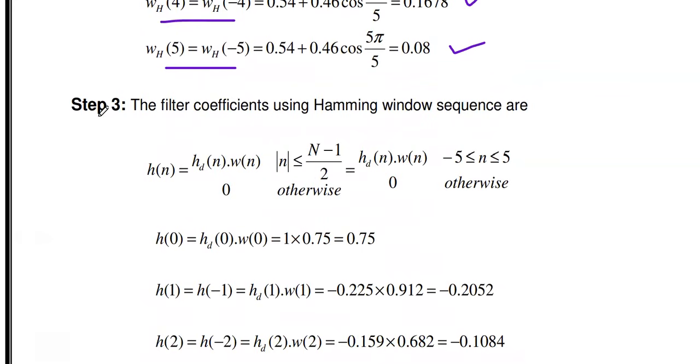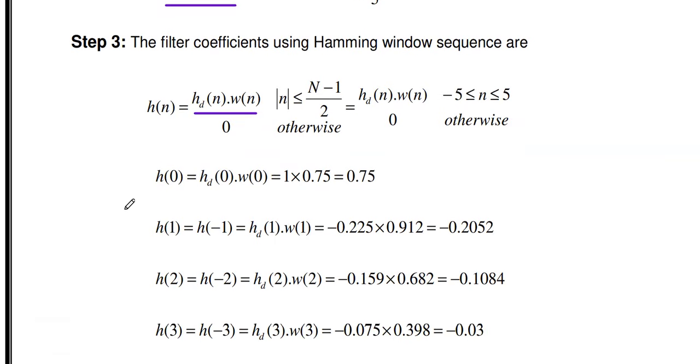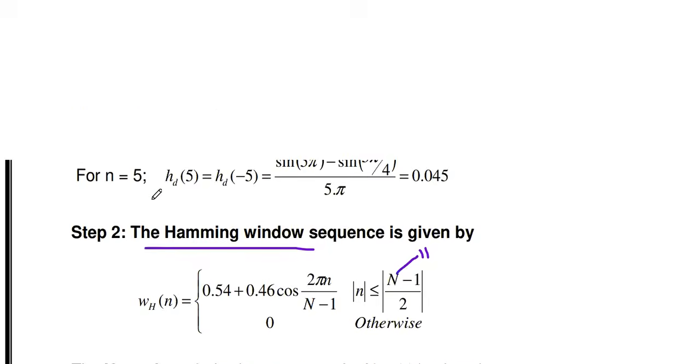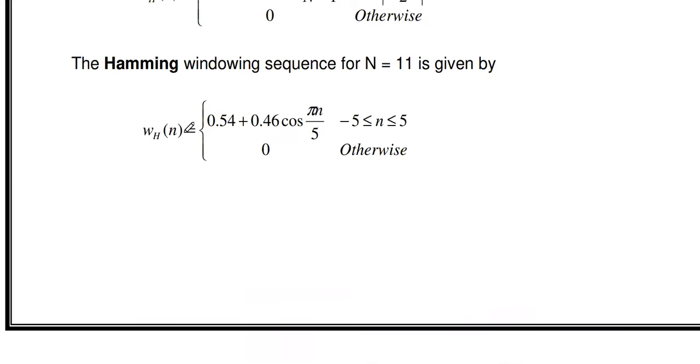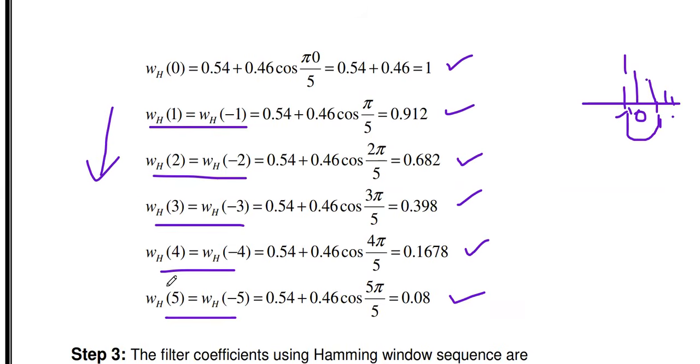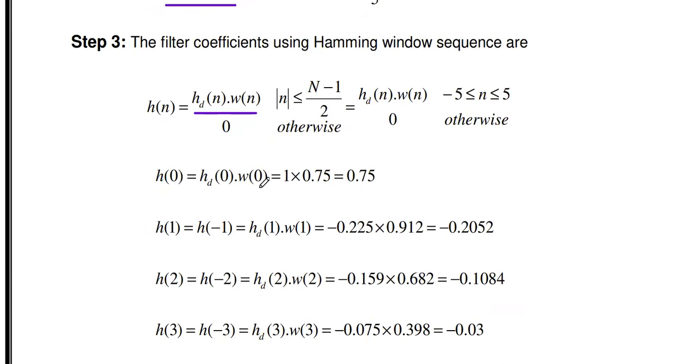And what is the third step? In order to obtain the finite impulse response, we have to multiply the desired impulse response with the windowing sequence. So H of n is equal to HD of n multiplied with W of n for the same n value. For n between minus 5 to 5, we have to multiply. Already we derived the HD of n value for minus 5 to 5, and the W of n value already we derived for minus 5 to 5. So you just multiply each value.